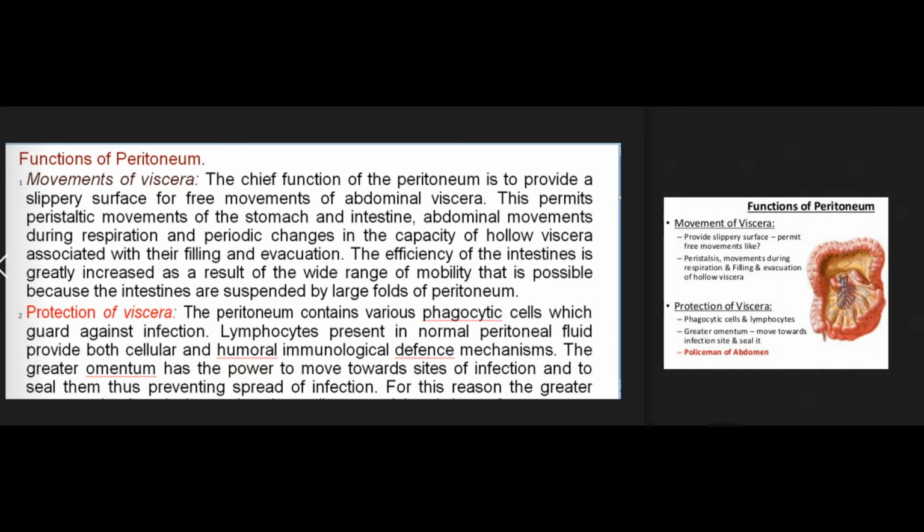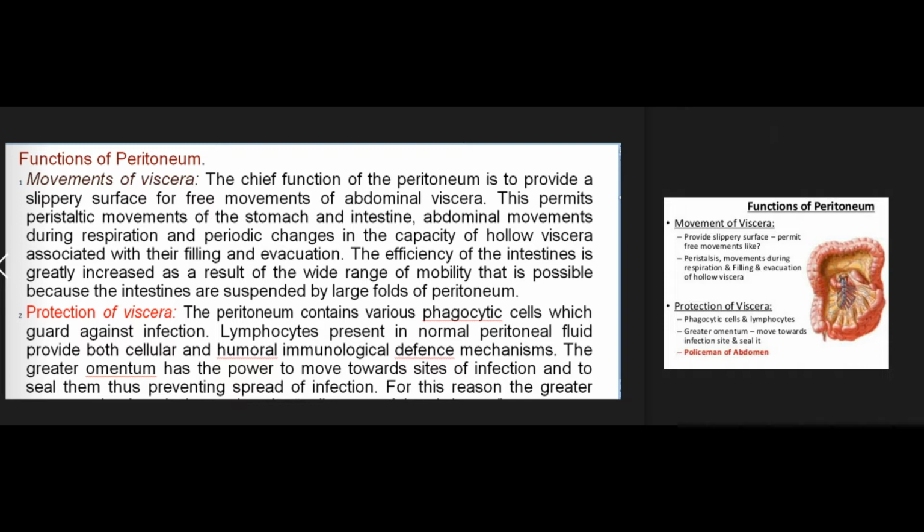Functions of peritoneum. 1. Movements of viscera. The chief function of the peritoneum is to provide a slippery surface for free movements of abdominal viscera. This permits peristaltic movements of the stomach and intestine, abdominal movements during respiration and periodic changes in the capacity of hollow viscera associated with their filling and evacuation. The efficiency of the intestines is greatly increased as a result of the wide range of mobility that is possible because the intestines are suspended by large folds of peritoneum.